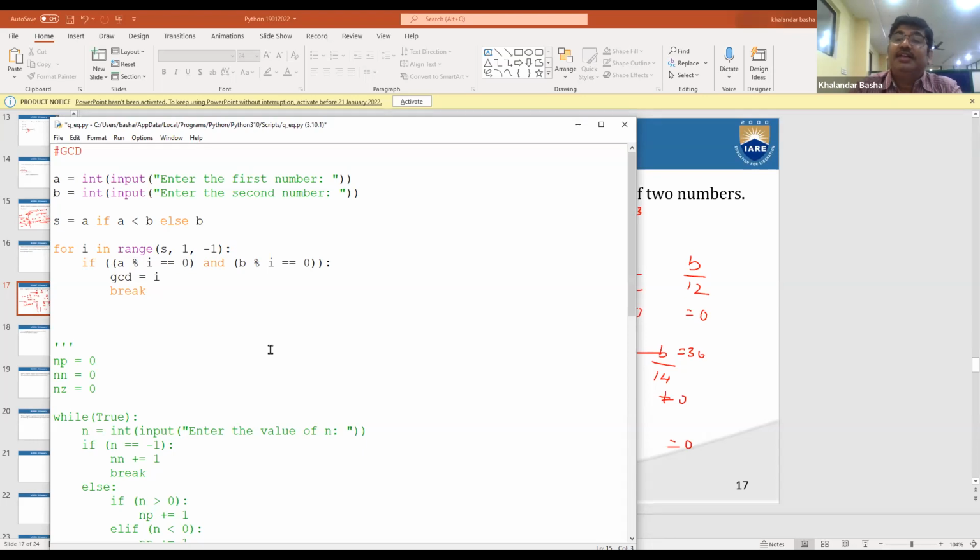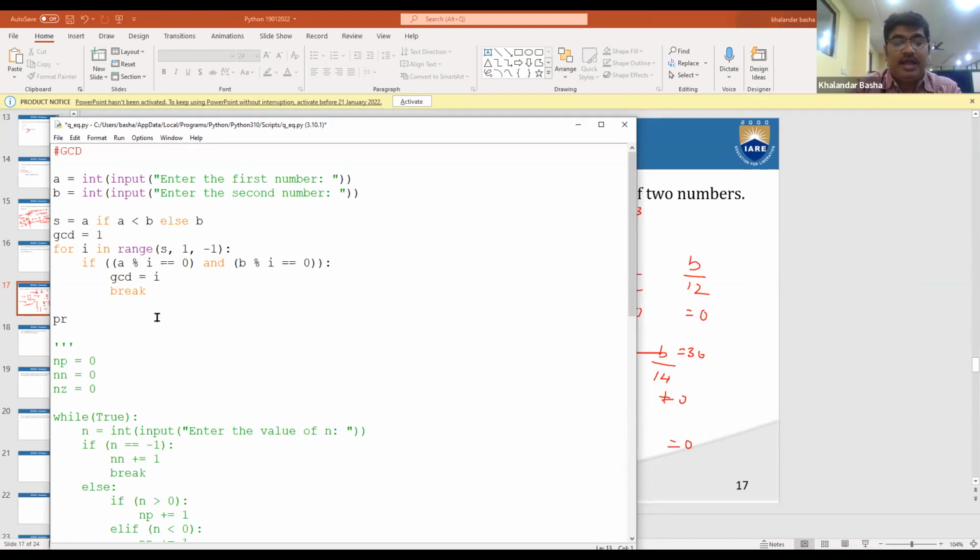Suppose for any case, it is not returning. Let us consider I took one number as 5, another number as 13. That means both numbers are prime numbers. So for prime numbers, what is the greatest common divisor? 1. So that I'll take as the default value. So GCD is equivalent to 1.